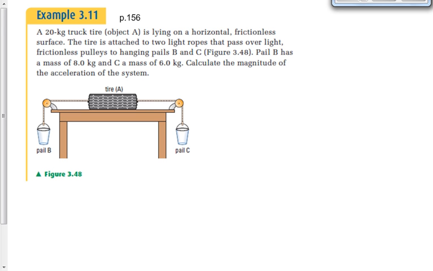This is not an elevator problem at all. We got a 20 kilogram truck tire. I'm going to label that as 20 kilograms right there. On a horizontal frictionless surface, the tire is attached to two light ropes that pass over light frictionless pulleys with pails B and C. Pail B has a mass of 8 kilograms. Pail C has a mass of 6 kilograms. We want to find the acceleration here.